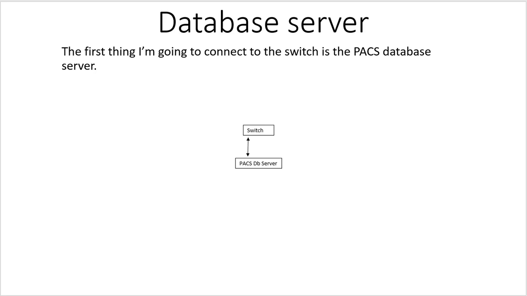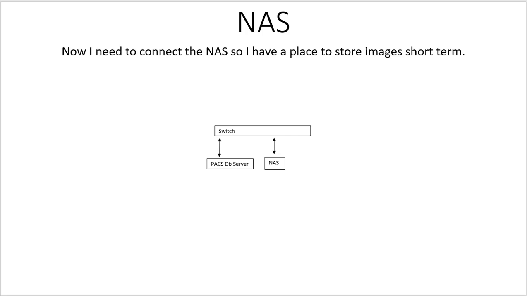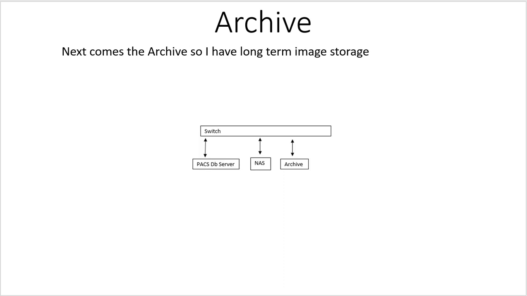So the first thing I'm going to connect to the switch is the PACS database server. It's the brains of the PACS. We need the database server as the core component, so I would connect that to my network switch first. Now I need to connect the NAS, so I have a place to store images short term. So that's the first part of my storage system, the NAS. I'll connect that to the switch. The database will pick up and realize that there's a NAS available.